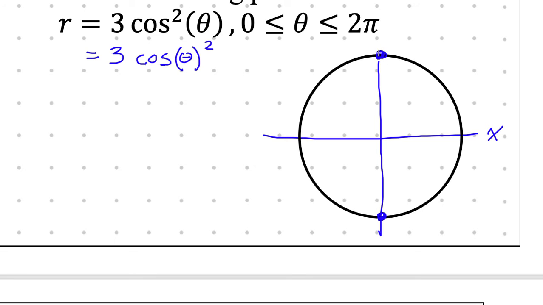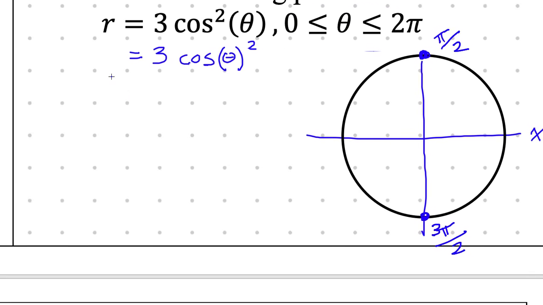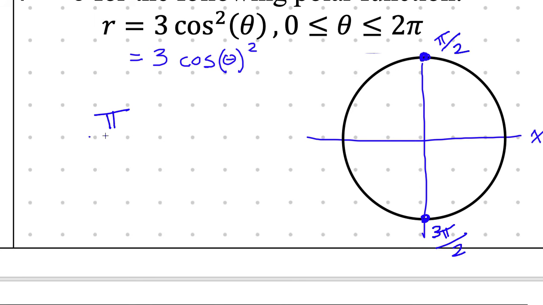What is this angle measurement at the very top, Gio? Pi over 2. Good. And then what about the very bottom one? Eva? 3 pi over 2. Good. Make sure that you have these memorized. So those are the answers. Whenever I do pi over 2 or 3 pi over 2, and those are both between 0 and 2 pi, that is what's going to make r equal to 0. So our answers are pi over 2 and 3 pi over 2.